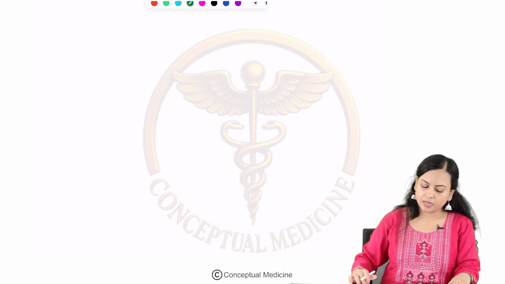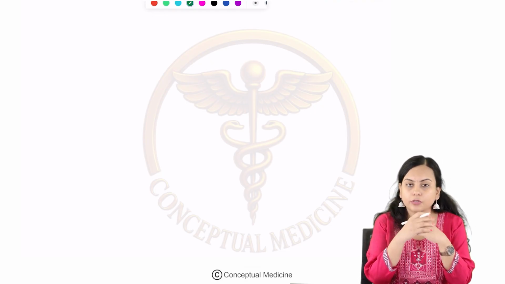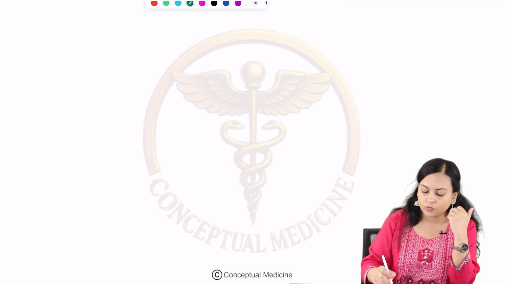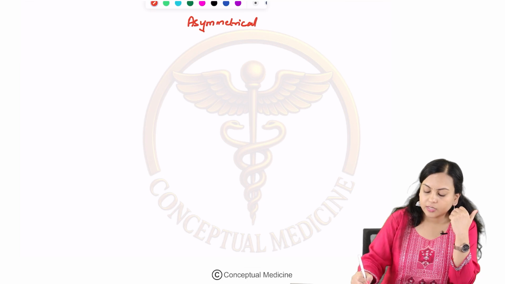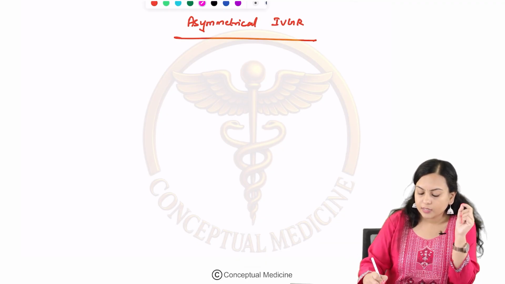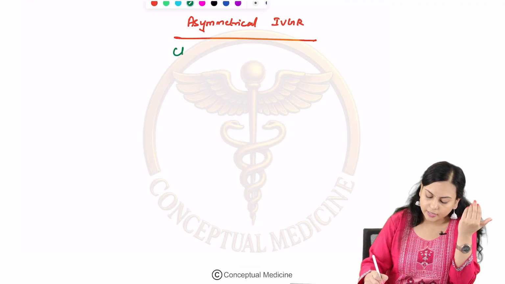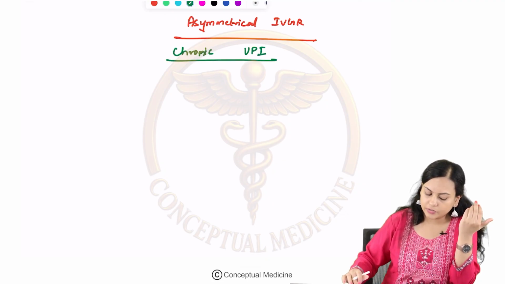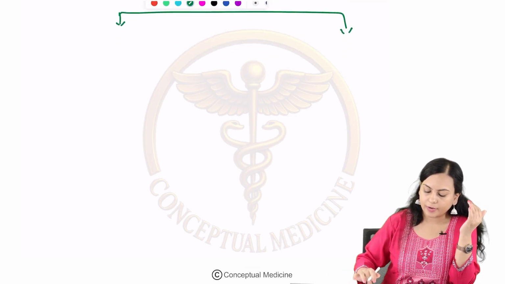Correct? Now, you'll be wondering how this asymmetrical IUGR happens. Why is the head growing normally and why is the remaining body alone getting a growth restriction? In asymmetrical IUGR, the commonest cause we have seen is chronic uteroplacental insufficiency. So, this will lead to so many things. I will explain one by one.